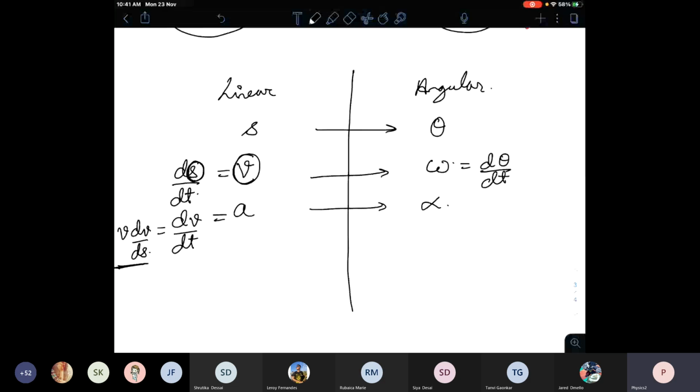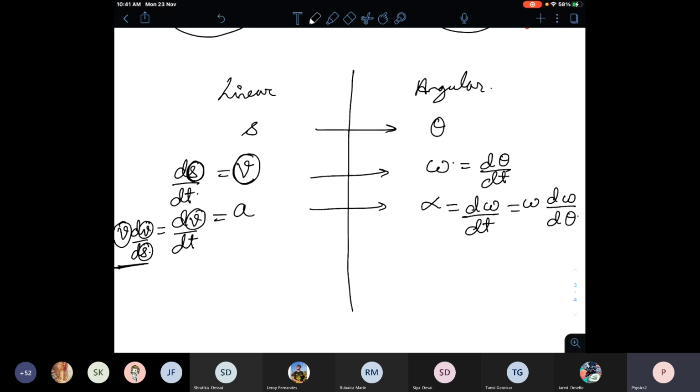So in angular also, alpha can be written as, first, dv by dt, so just replace v with omega. It will become d omega by dt. That is the basic definition. The second form of alpha: v can be replaced with omega, so it will be omega d omega by d theta. So you can clearly see the vivid similarities between linear and angular motions.